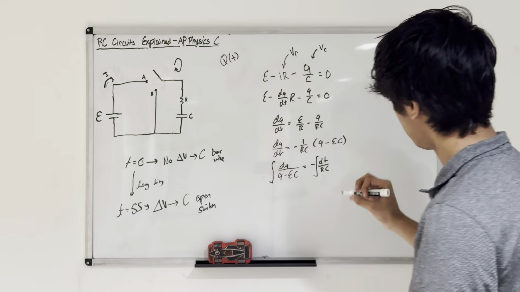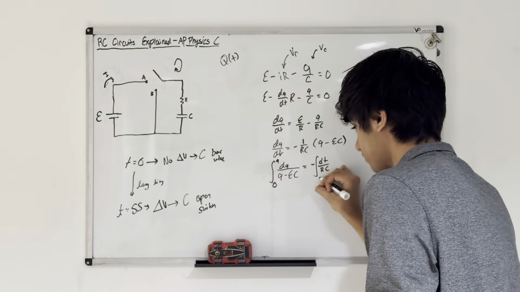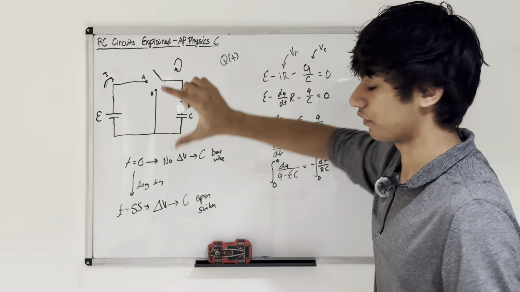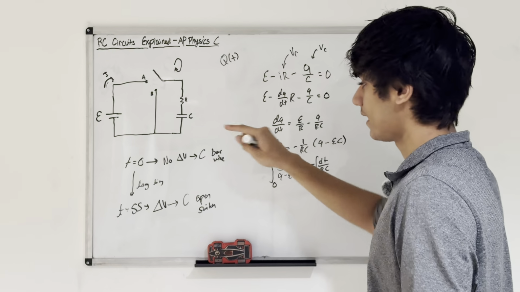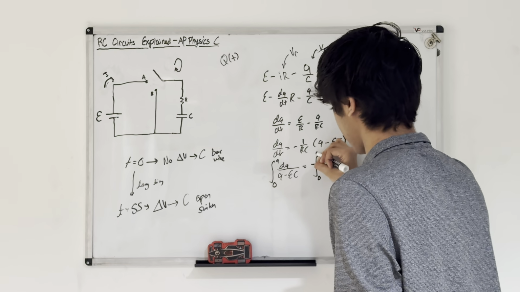And what are our bounds for this? This side is going to be 0 to q, because our function's q of t. This side's going to be 0 to t, because our function's from time equals 0 to t, and the current's from 0 current to q current. So we're going to integrate like that.